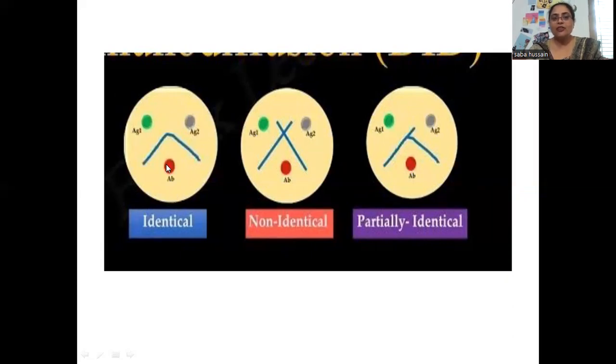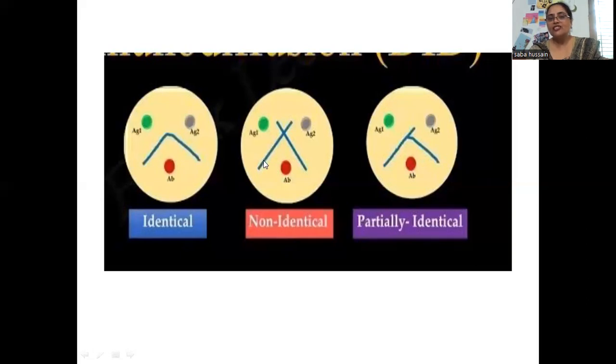If these move towards each other, and it is a reaction of identity, that means the epitopes of the 2 antigens are similar, they will fuse. These 2 lines will fuse because both have the same epitopes. So the antigen was also running towards them. It is double diffusion in double dimensions, so 2 dimensions. If the epitopes were similar, they will fuse at a point.